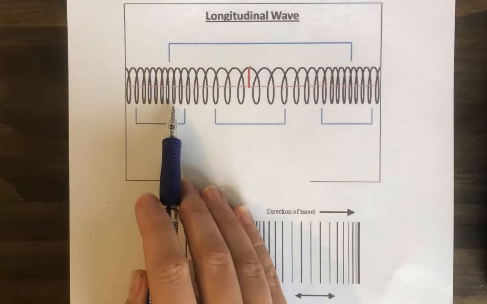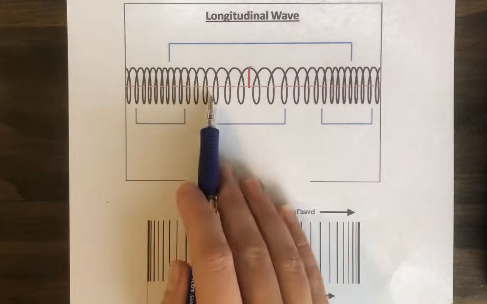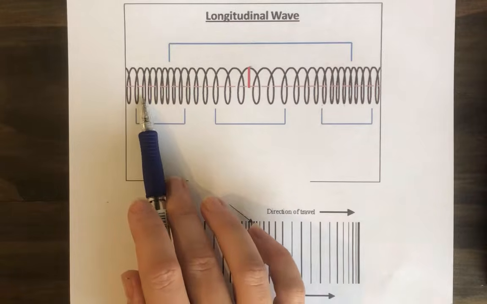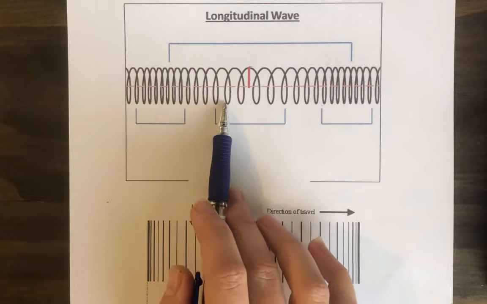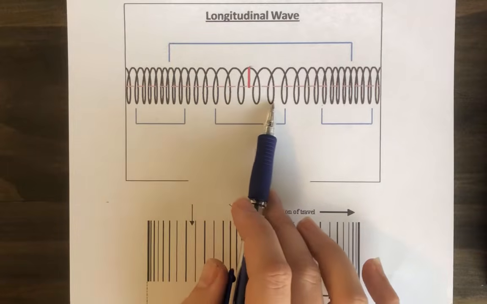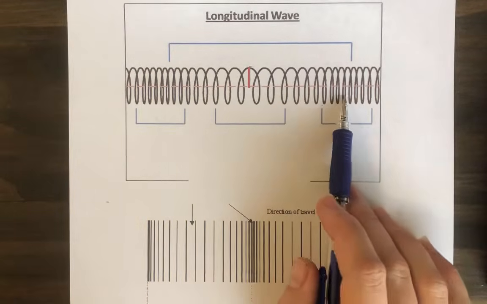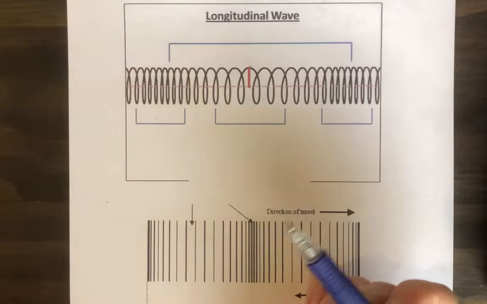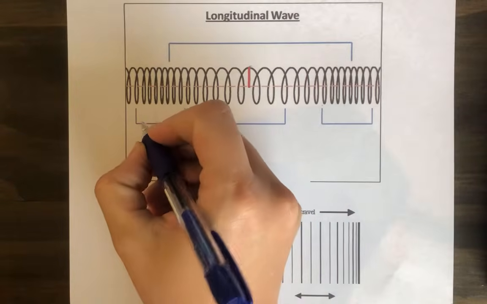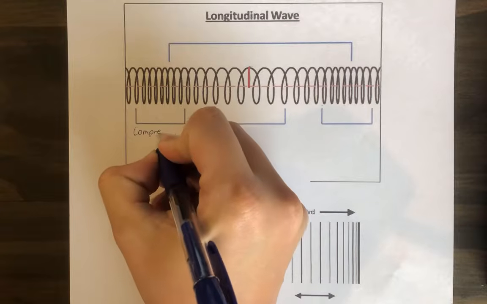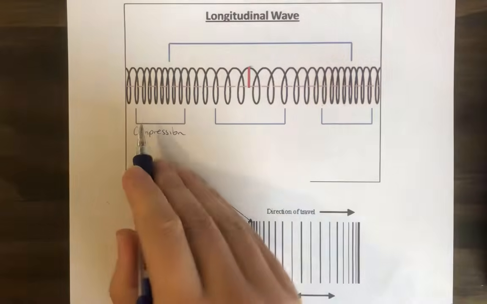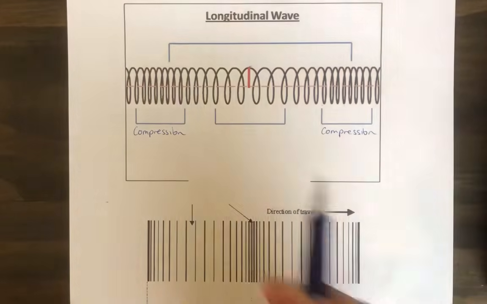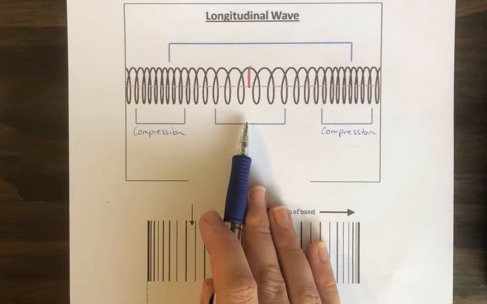If we look at how this particular diagram is represented, you can see here that the particles are really close together. As you move further along to the right, they are more spread apart, and then they come back together again over here. And when they are compressed like this, we call those sections compression. So we've got the same thing here and here. They're both compressions. And in the middle, where they're more spaced apart, we call that rarefaction.